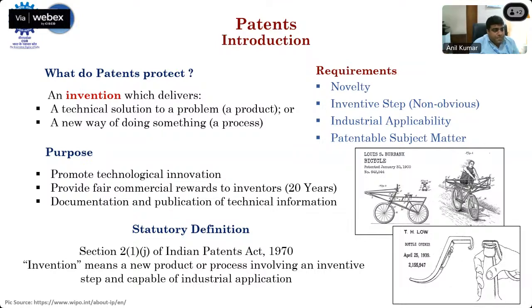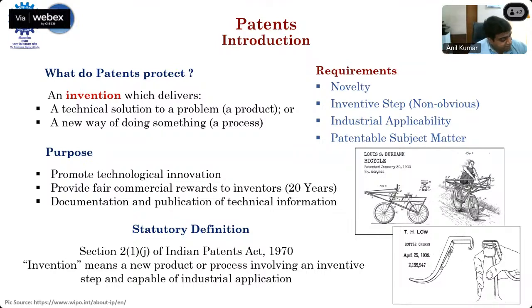And when we talk about the purpose of the patent, the ultimate purpose is to promote technological innovation, and it can be done in two ways. One way of promoting technological innovation is that the person who has invented it, who has given that invention, must get a fair commercial reward over that invention for a limited period of time, for 20 years, and he can get a premium over the product which he has.